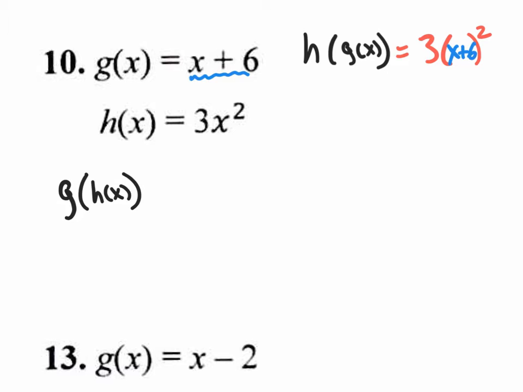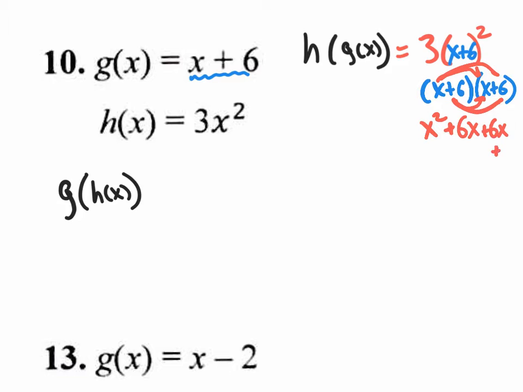Now this does require many steps to simplify, because you do have 3 times, but then you have the exponent. You have to do the exponent first before multiplication, according to PEMDAS. So when you do x plus 6 to the second power, you're actually going to have to write it out: x plus 6 times x plus 6. And you're going to have to distribute: x times x, x squared. X times 6, 6x. 6 times x is another 6x. 6 times 6, ran out of space, 36. Combine the middle terms and you will get a 12x.